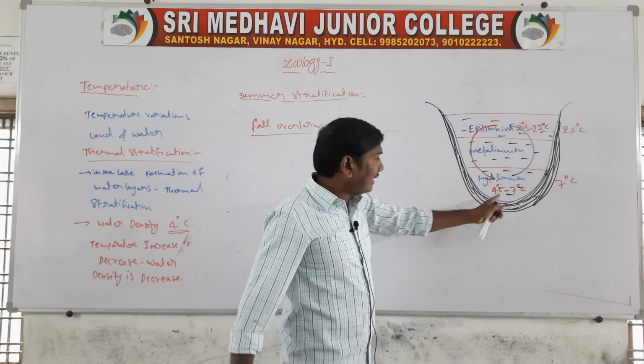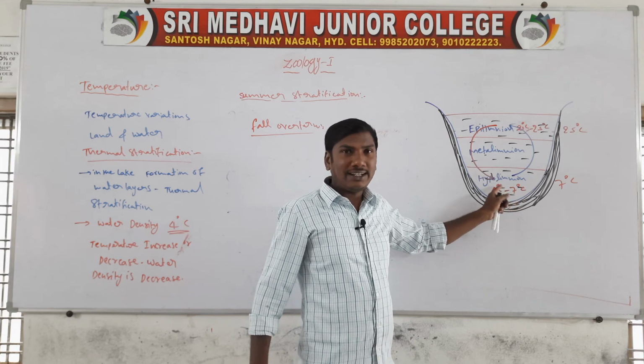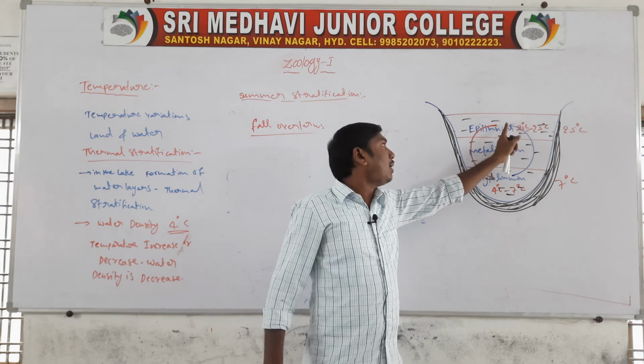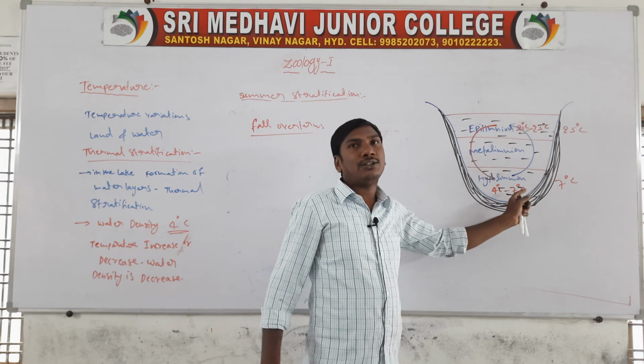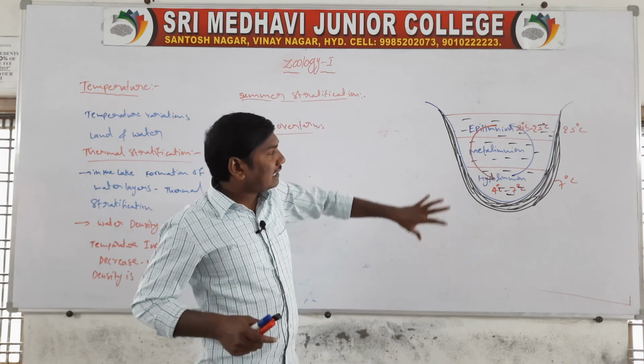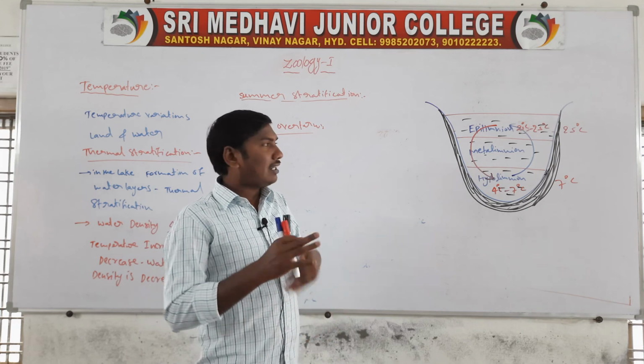This water has rich nutrients and less oxygen. So, these nutrients move to the upside, and the upside oxygen comes to the downside. These are called fall overturn. Seasonally there are changes in the water, the fall overturn.